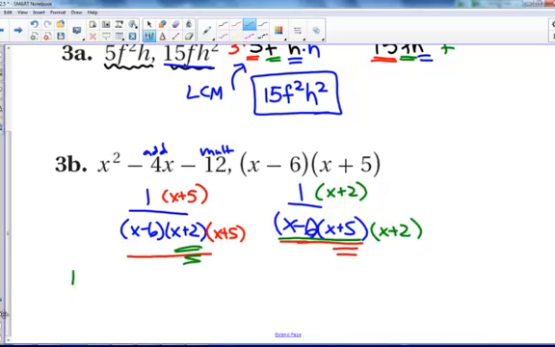So my least common multiple is my common denominator. It's the smallest thing I can get my denominator to. So x minus 6, so that they're the same. x plus 2, x plus 5.